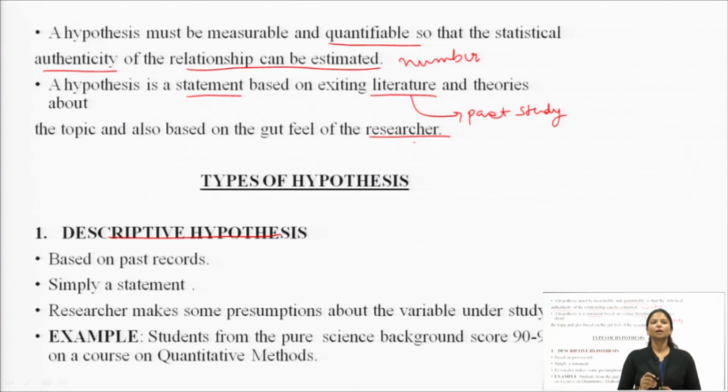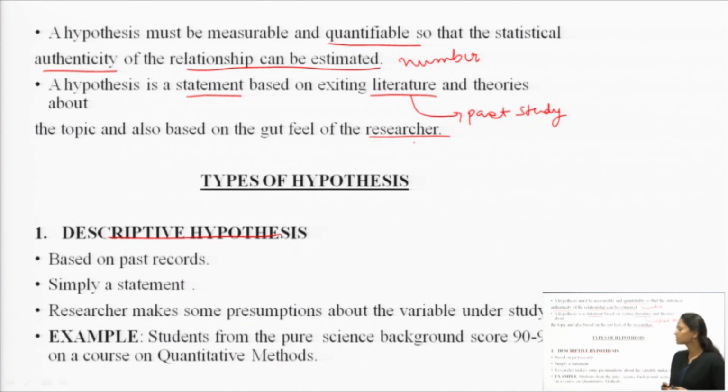Descriptive hypotheses are based on past records, that means they are also based on literature, which we have just shown here. Past record means till now it has been studied that 75 people who smoke suffer from cancer. So, this is one of the studies which people are doing because of the past records. Simple statement, easy to understand.